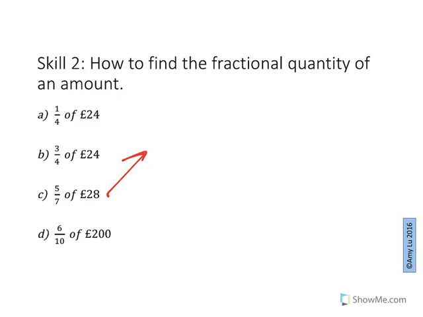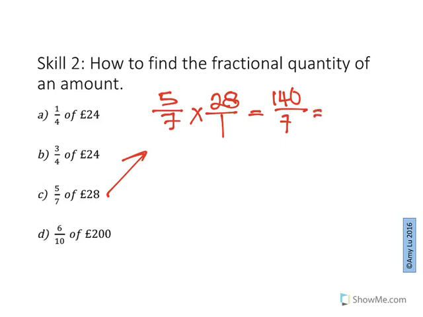Okay, so let's use method 1 for this case. 5/7 times 28 over 1. You just multiply straight across, which becomes 140. 7 times 1 is 7. And then you divide. 140 divided by 7 gives you 20.